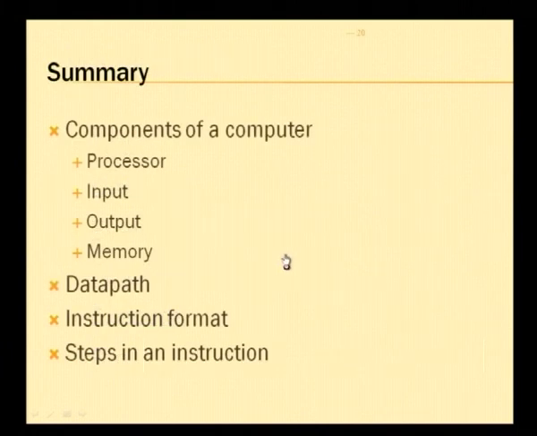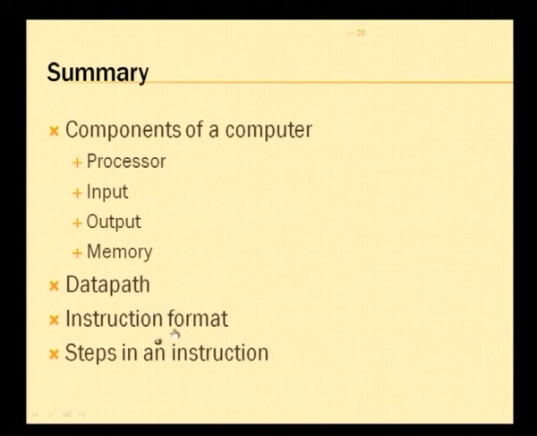So, to summarize, what we have looked at today is the different components of a computer. We looked at processor, input, output and memory. We have looked at the typical model that we normally talk about, the von Neumann model, where you have these 4 different units and data flowing between these 4 different units. We have also identified different elements in any computer system as belonging to these 4 units, and we have seen what a data path would normally look like.